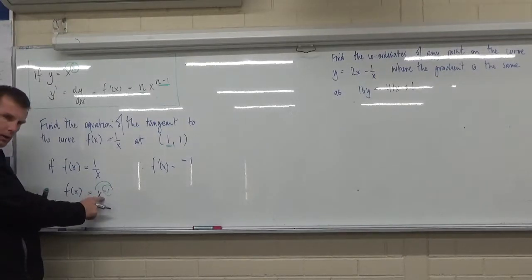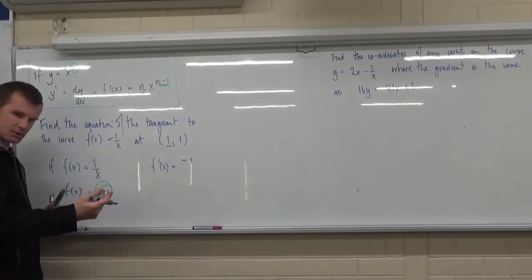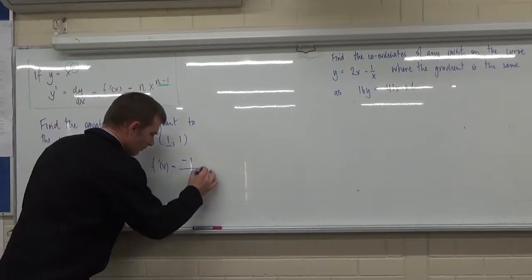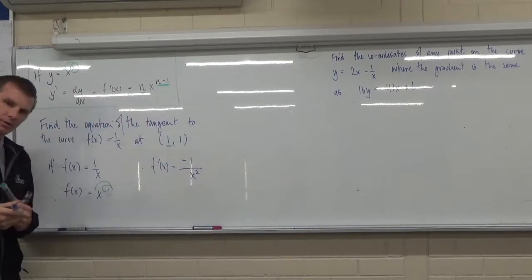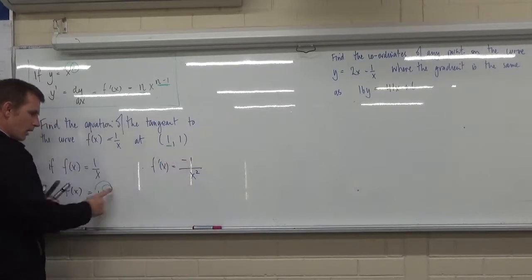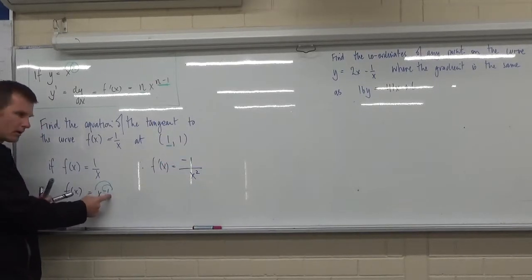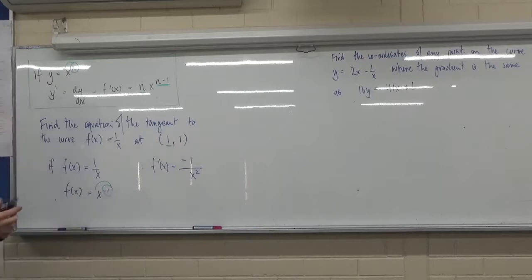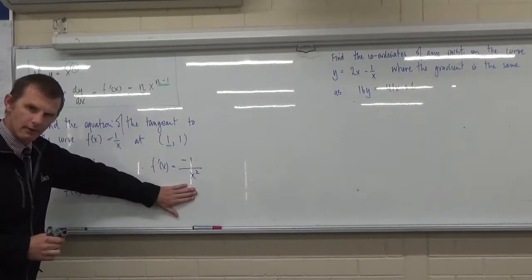Lower the power by 1. X to the -2. But I'm going to write that on the bottom line. So it becomes x to the +2, doesn't it? Power out front. That's that there. Lower the power by 1. X to the -2 becomes that there. Okay, so I've got my derivative.